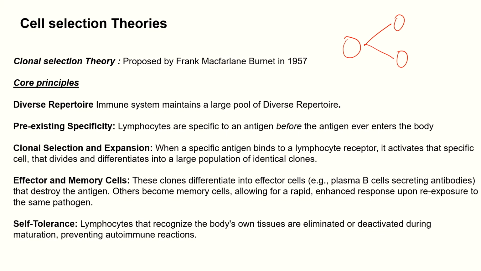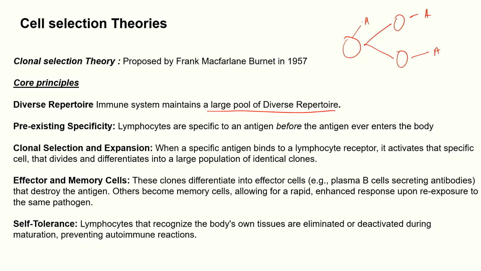Their genotype and phenotype are exactly the same. That means suppose this produces A, this will also produce A, and this will also produce A. If they are producing a similar kind of molecule, they are called clone cell types. So this is the proposed theory, and the core principle depends upon five distinct tenets. One says diverse repertoire: the immune system maintains a large pool of diverse repertoire. What does it mean? It means the whole immune system has a variety of lymphocyte populations.